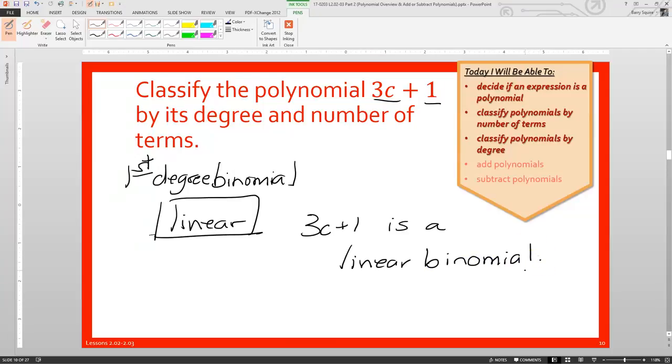Let's call it that. We're going to look at a couple more when we come back, and then we're going to actually start working with these polynomials, adding and subtracting them. So I'll be back very, very shortly.